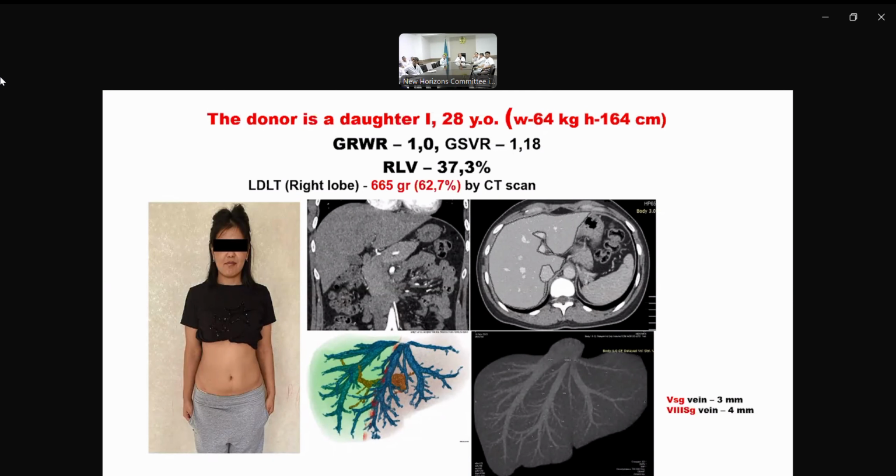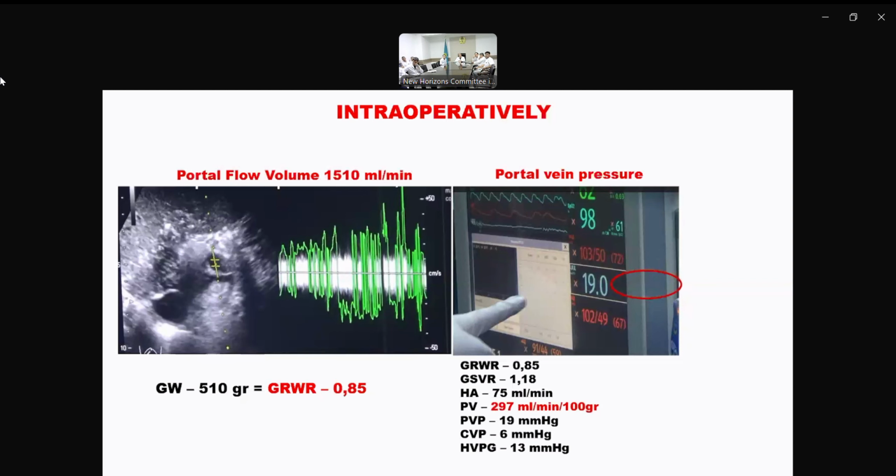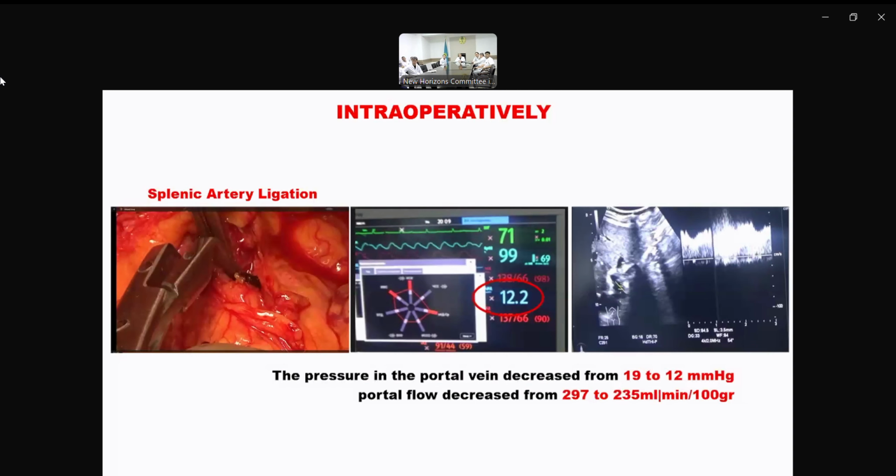Intraoperatively, the graft weight was 510 grams. After reperfusion, the portal flow was 297, as well as a portal pressure of 19. Taking into account the increased pressure in the portal vein and the high flow, we performed ligation of the splenic artery. After that, the pressure in the portal vein decreased to 12. Portal flow decreased from 297 to 235.